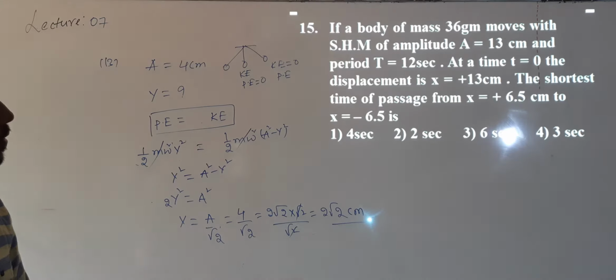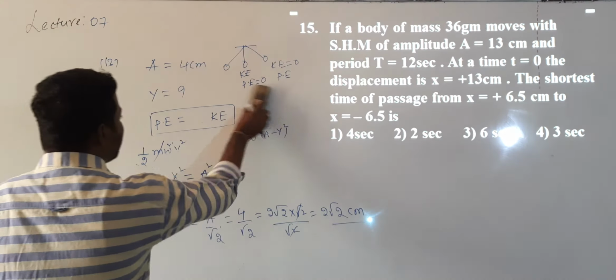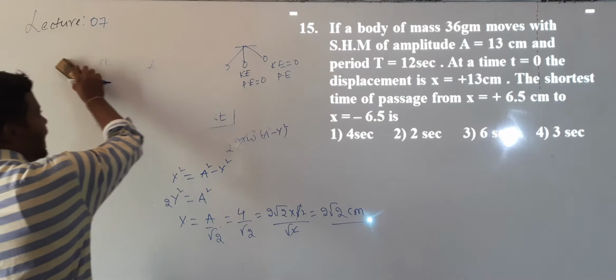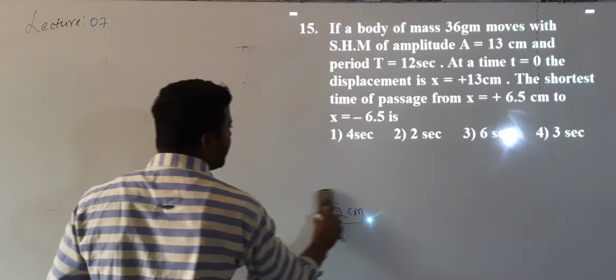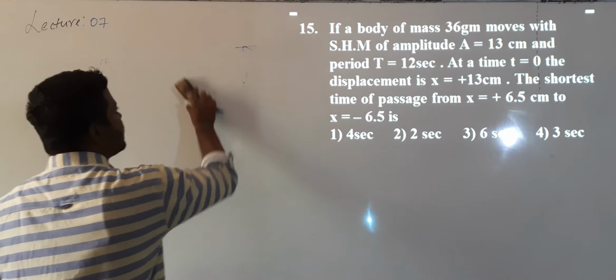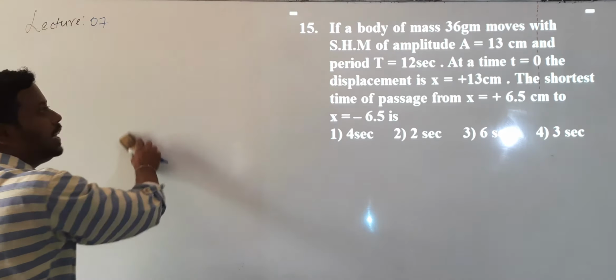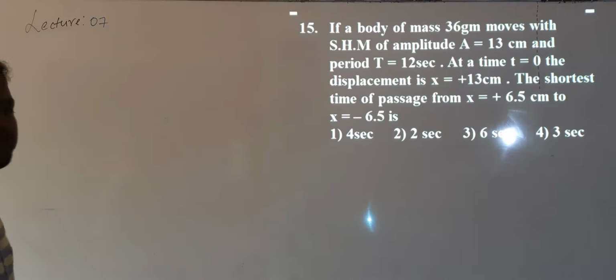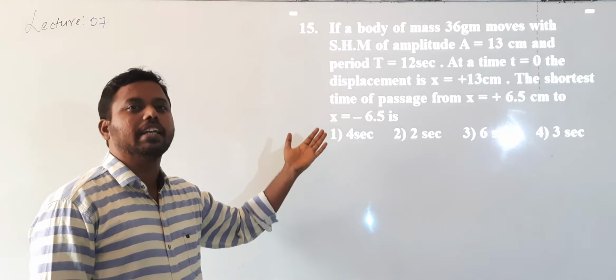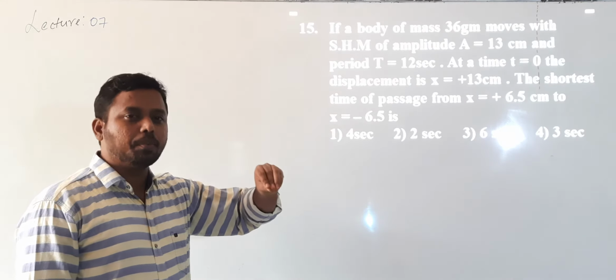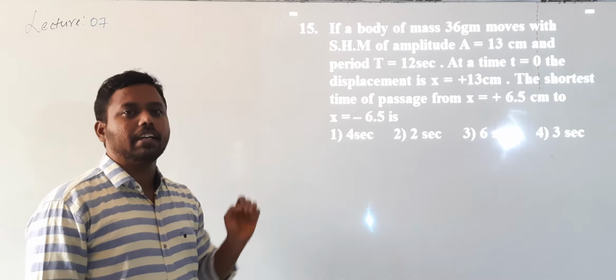Next question, question number 15. In this question also the key answer is wrong. I think they have given 2 seconds, but the answer will be 4 seconds. We will check it. So you should not get confused. 99% of key answers are correct, but if you do the process properly, then you will get the correct option.